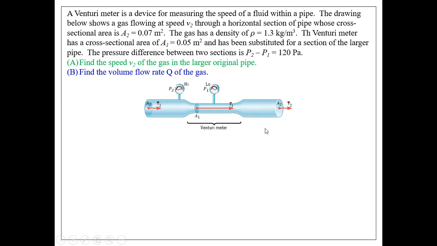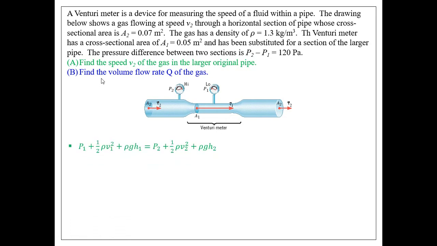All right. So part A wants us to find the speed of the gas in the larger cross-section area. So here's A2 on the left side, and then here's A2 on the right side as well. So whichever V2 you want to find doesn't really matter. Part B wants us to find the volume flow rate, Q, of the gas. So let's go ahead and crack out part A.